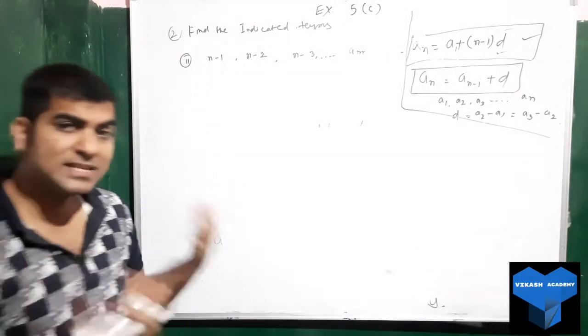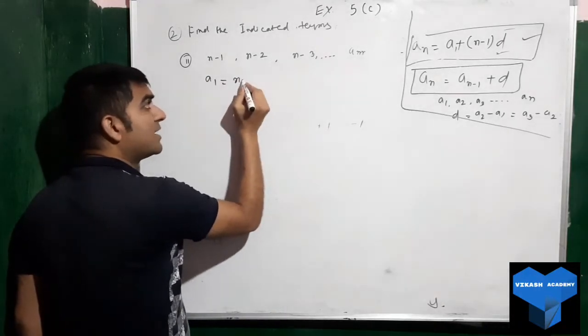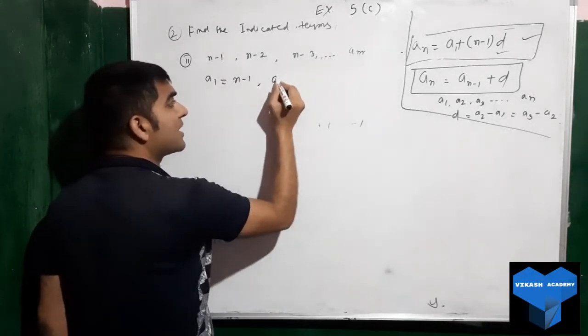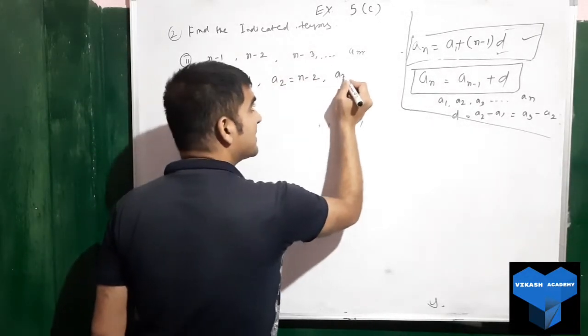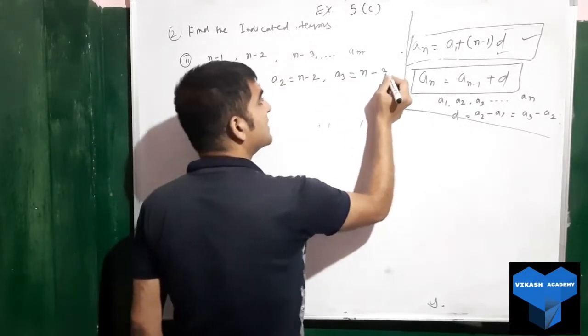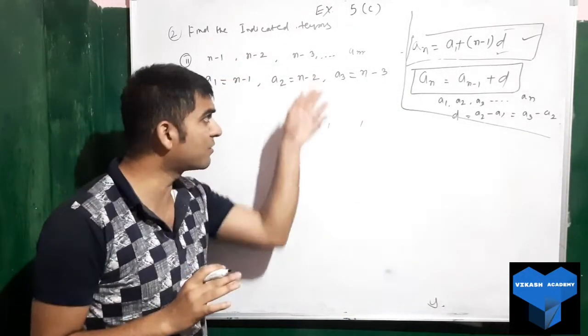So again, same thing here. First one we will take what? A1, and they write n minus 1. Then the second one, what will you write? A2, it's n minus 2. Third one, what will you take? A3, and it's n minus 3. So clear till here? We have just taken the first one A1, second one A2, third one A3.